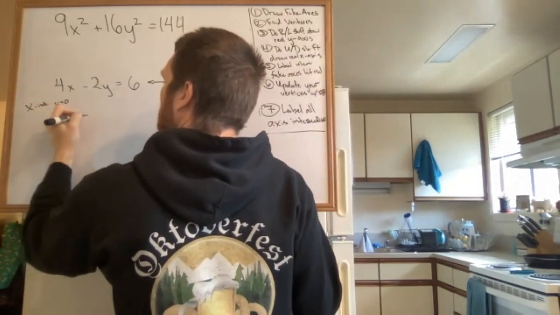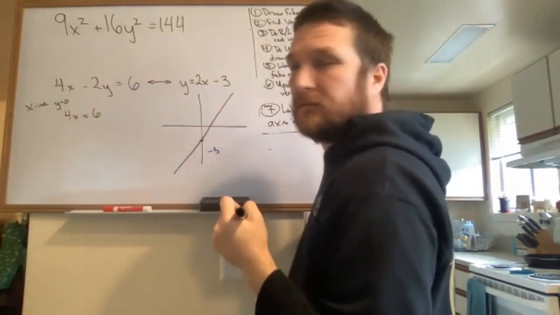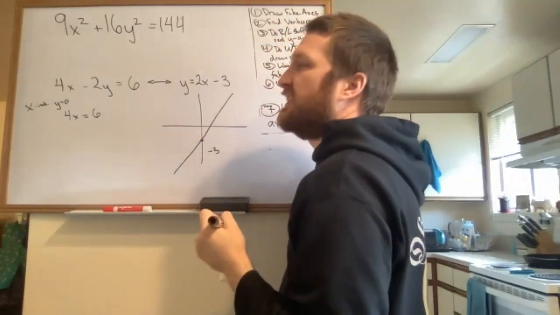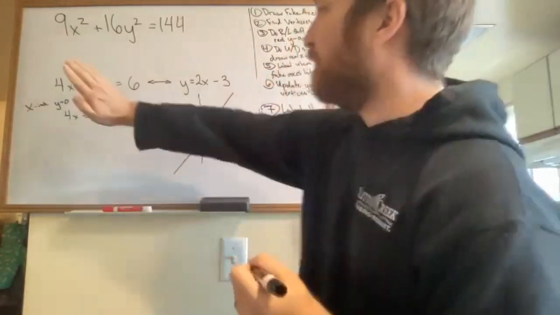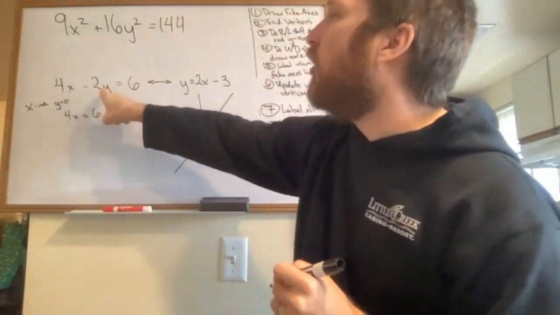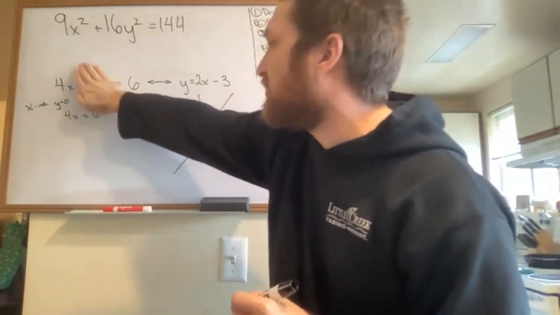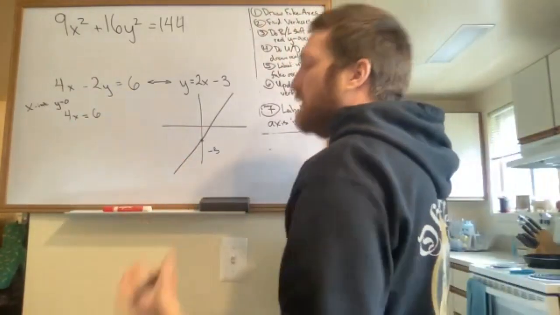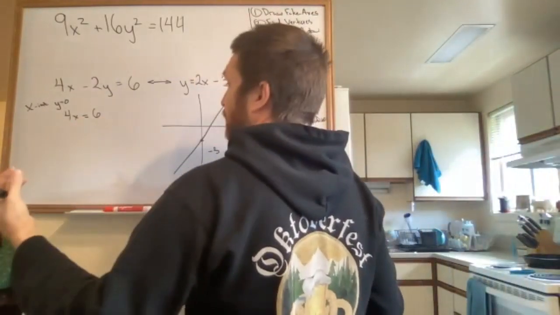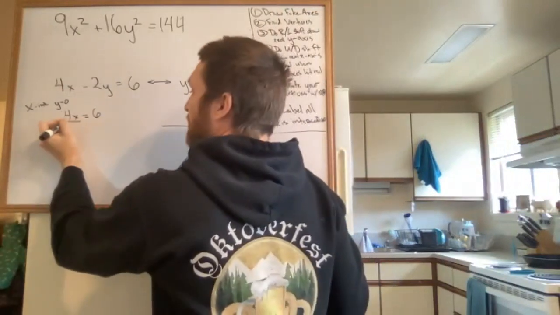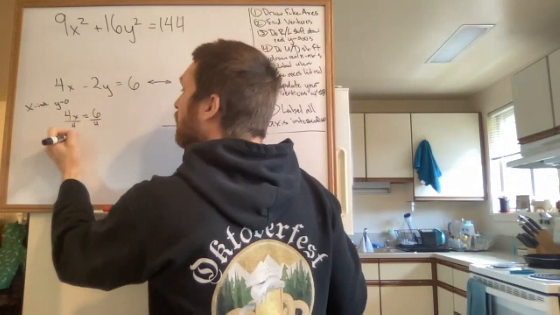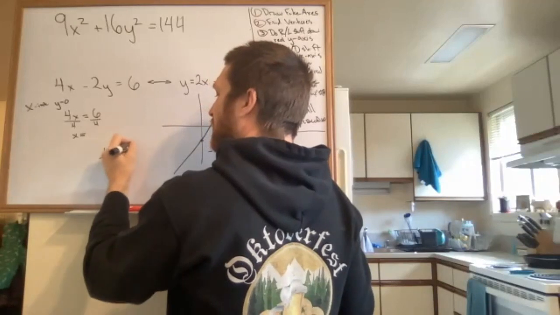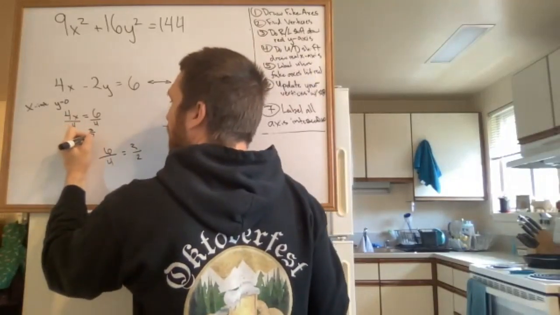So 4x equals 6. I'm not even going to bother to write 2 times 0. I know what a 0 in there for y is going to do. It's just going to give me that right there. Getting the x by itself, we just divide by 4 and we get that x equals 6/4, which I think is 3/2. Okay, so there's 3/2 right there.